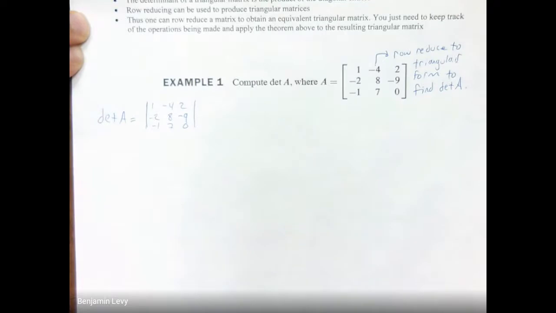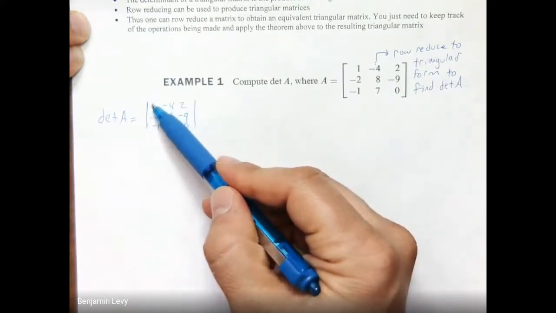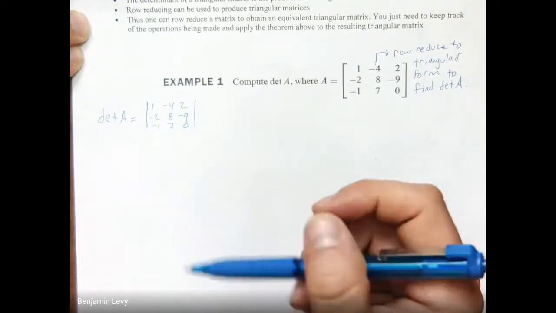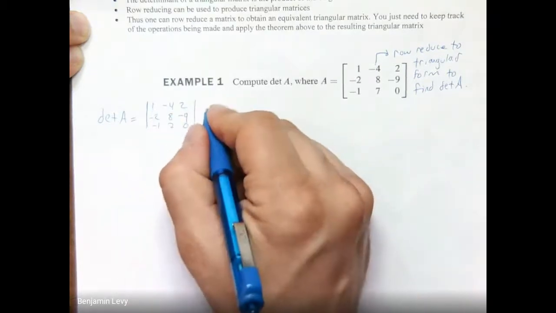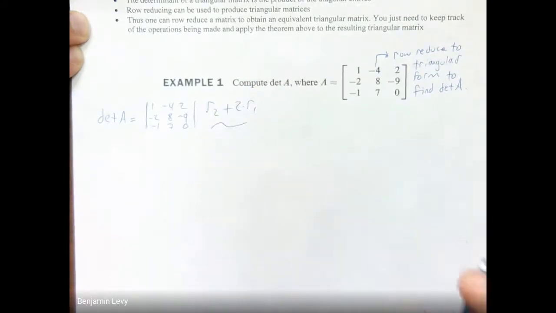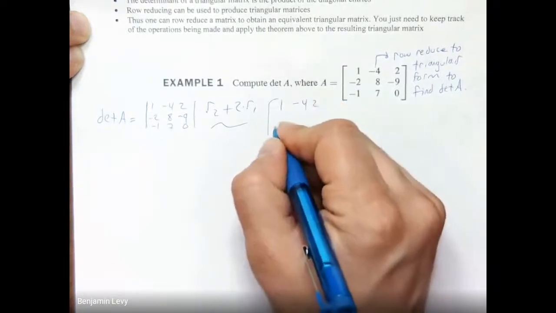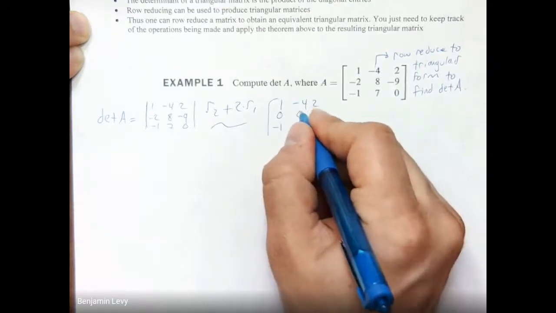As a reminder, when we row reduce, we want to get a pivot in the upper left-hand corner, and then use that 1 in the upper left-hand corner to cancel out the things below it. For example, I'm going to use this first 1, multiply it by 2, and add it to the second row to cancel it out. So I'm going to take row 2 and add to it 2 times row 1. When I do that, I get this matrix. The first row stays the same. The last row stays the same. The middle row changes, and the middle row becomes 0, 0, -5.